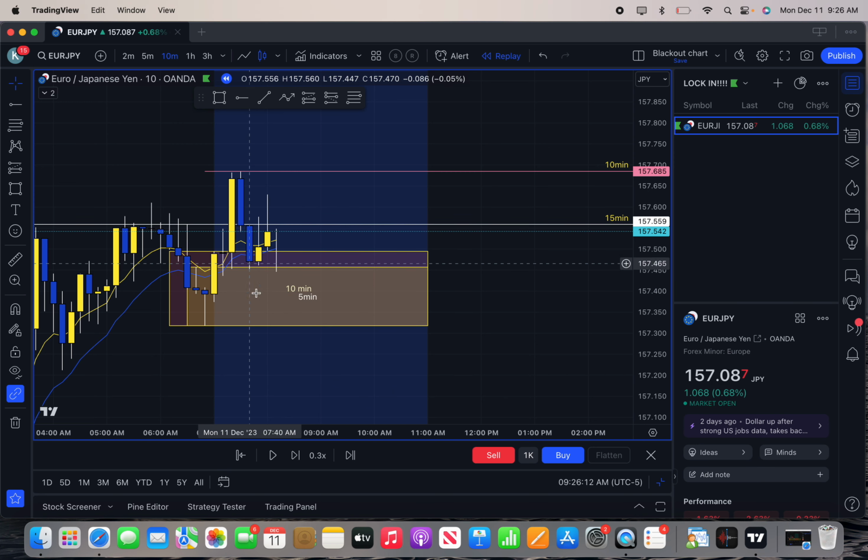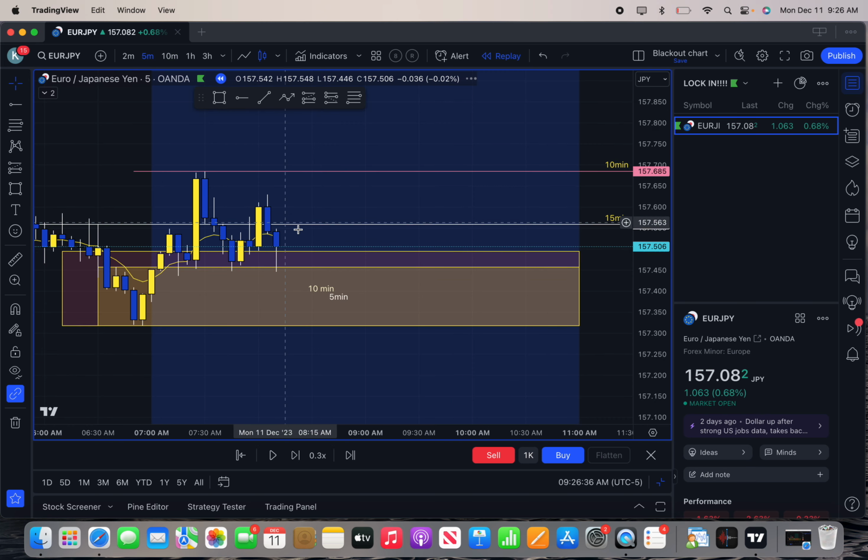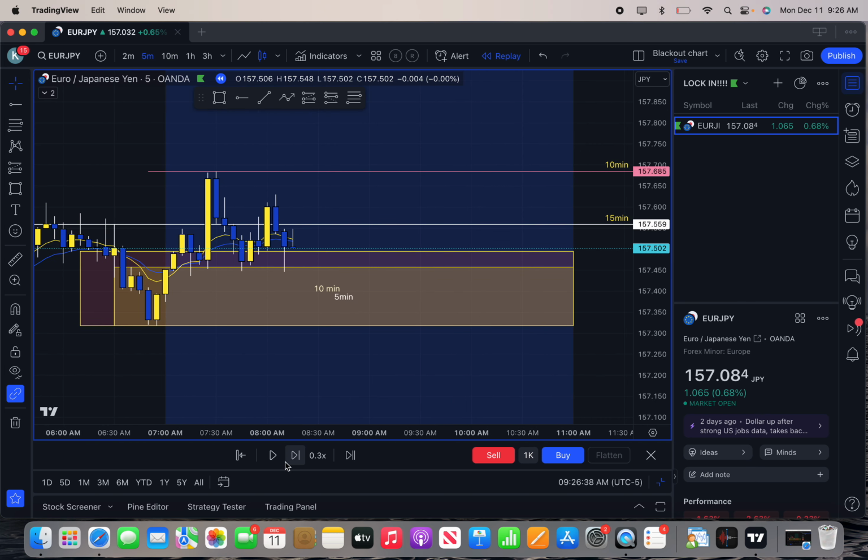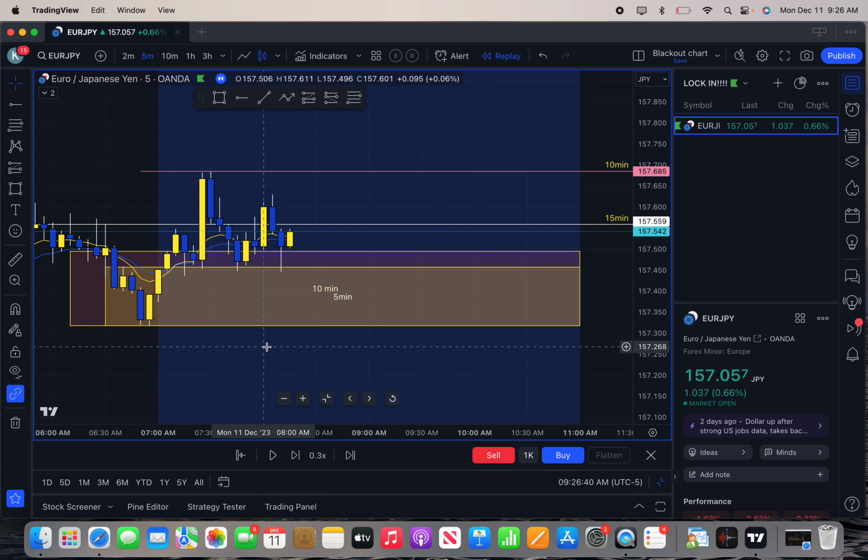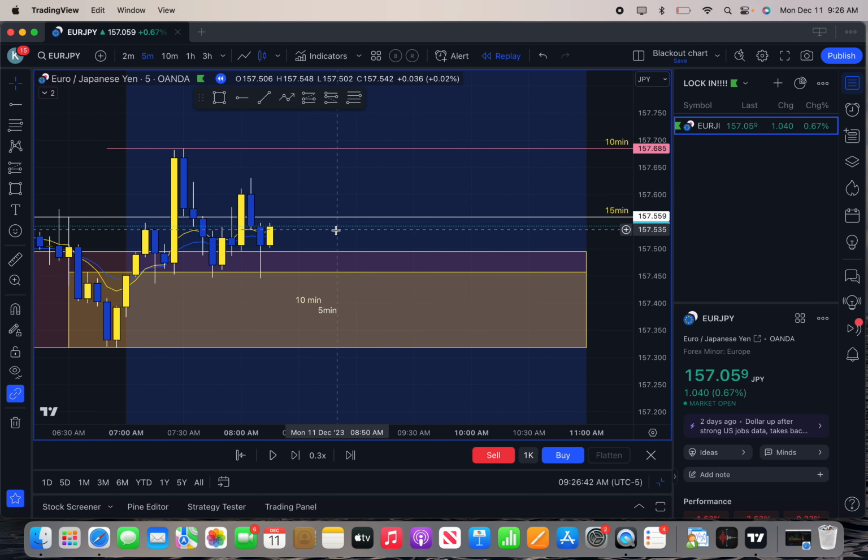It's tested it once, pushed a little bit, and then came back down. So in my head, I'm already thinking, let's just see how it pushes the second time. Because we don't assume that because it rejects the high one time, it's going to reverse. We need to stay within market structure and follow our trading plan. So 10 minute, good. 5 minute, we're waiting to see. So let's get a couple candles. We got a buy there.